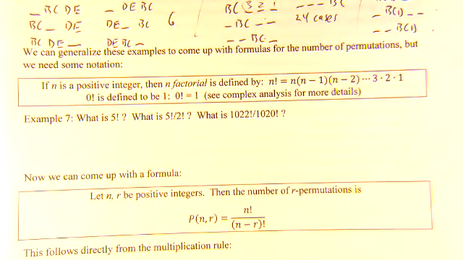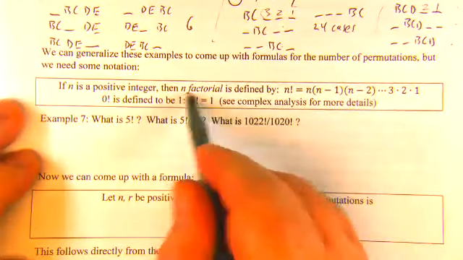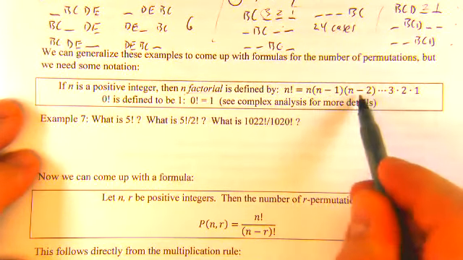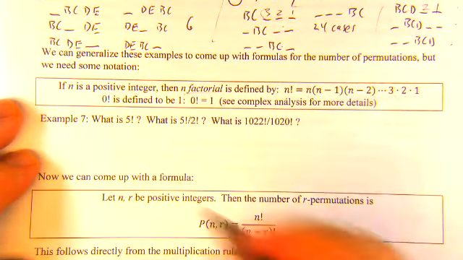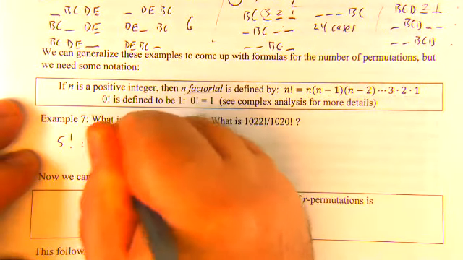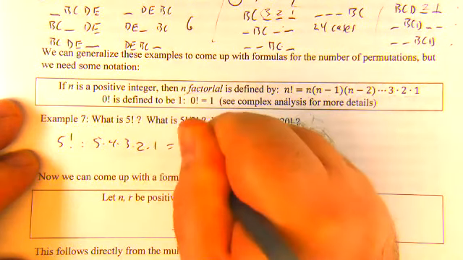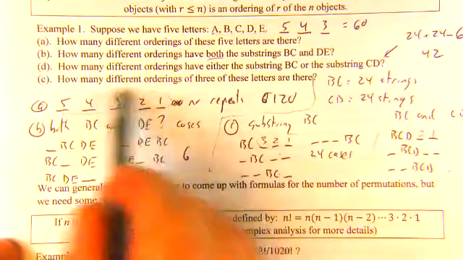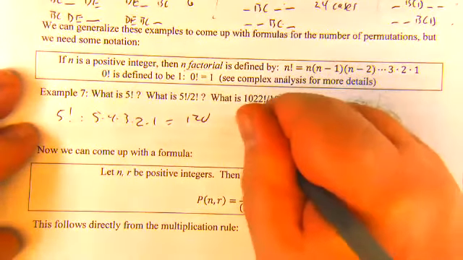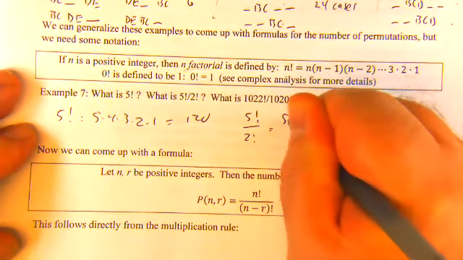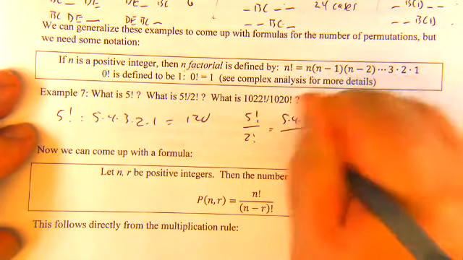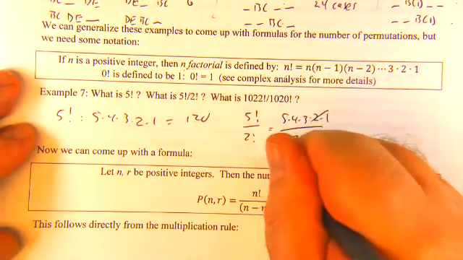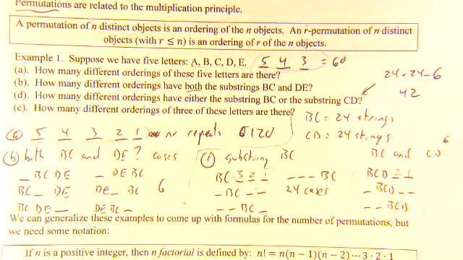But before we do that, we can talk about some notation. Factorial, and factorial is this: n times n minus 1 times n minus 2 times dot, dot, dot, 3 times 2 times 1. So 5 factorial is 5 times 4 times 3 times 2 times 1. That's 120. That shows up naturally in the multiplication principle if you're thinking about no repeats. 5 factorial divided by 2 factorial, 5 times 4 times 3 times 2 times 1 over 2 times 1. Those cancel out. 5 times 4 times 3. That's the number of 3-permutations of 5 things.